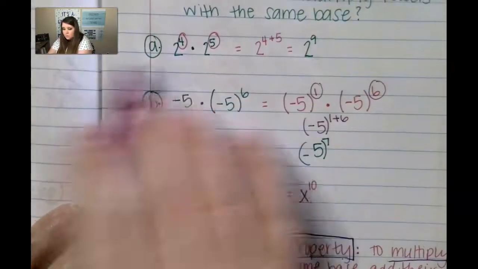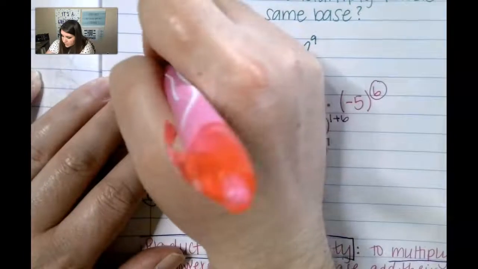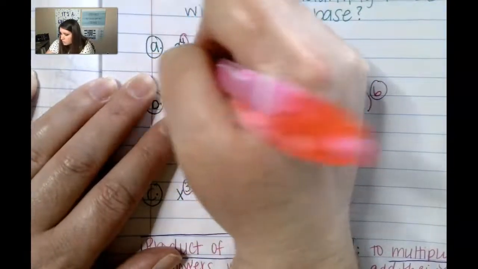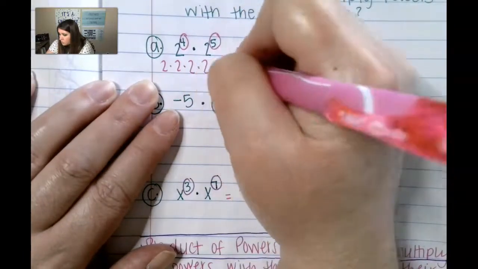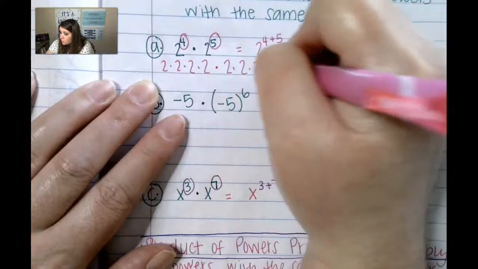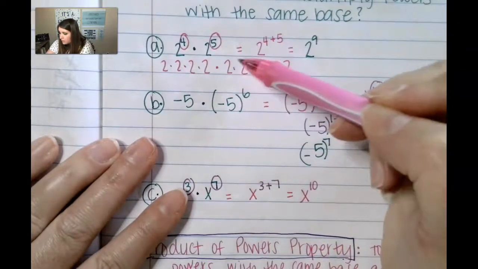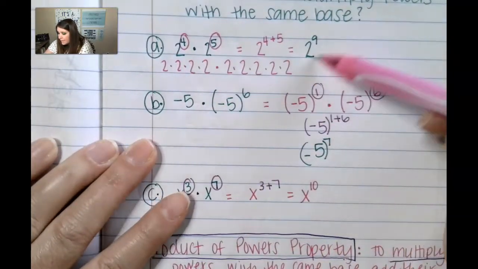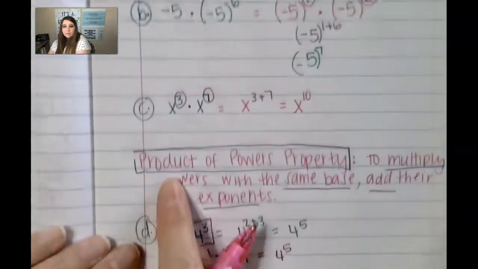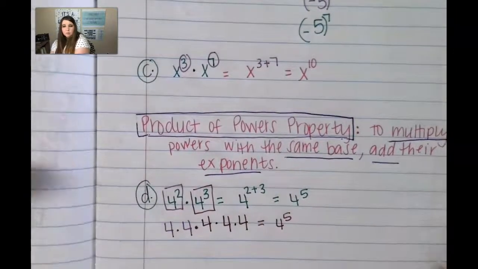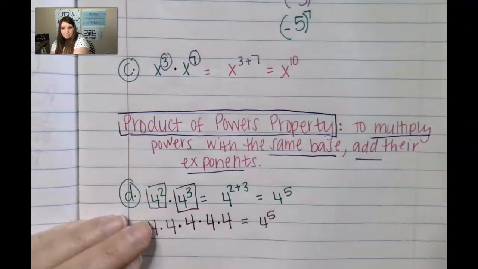If we had 2 to the fourth, if we were to write 2 to the 4th out, that's like saying 2 times 2 times 2 times 2 times 5 more, 2 times 2. Right? And if we were to add all of these up, 1, 2, 3, 4, 5, 6, 7, 8, 9, it's 2 to the 9th power. So that's how they get this product of powers property to be able to work. When you add up the exponents, you get the same amount.